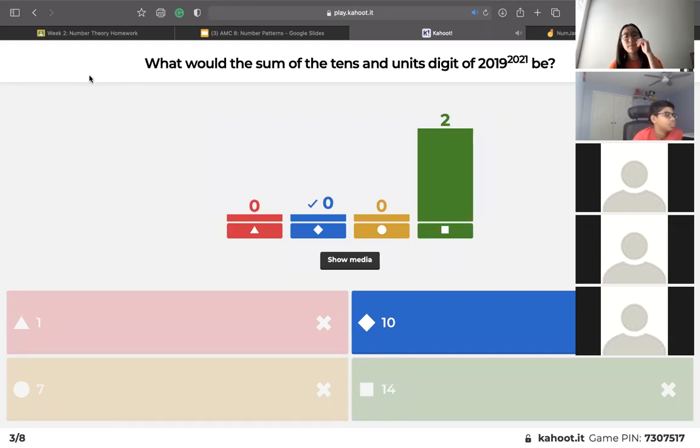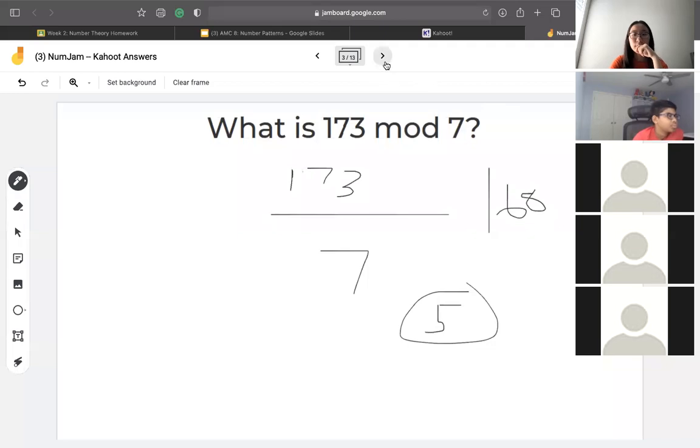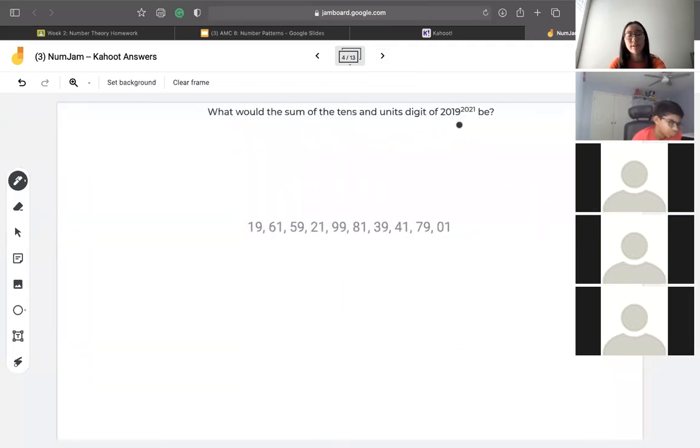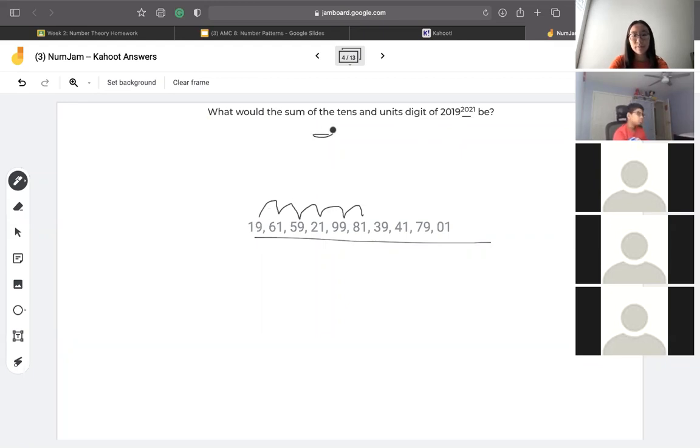Okay. So what would be the sum of the tens and units digit of 2019 to the 2021 power? So we can see that here this is going to be our pattern. So if we look at the units digit, the pattern is going to be 91919 forever. So we do 2021 mod 2 because there are two numbers in that pattern, that gives us a 1 as our remainder. So we know that the units digit is going to be the first number in our pattern, or 9.